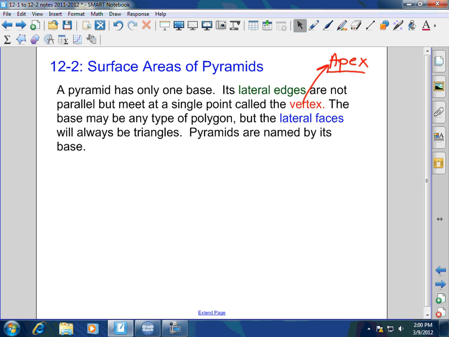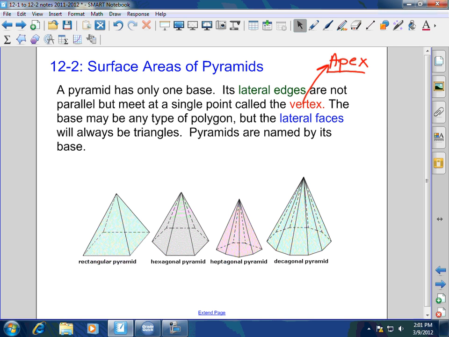Pyramids are named by its bases. For example, these are all pyramids. This is called a rectangular pyramid because the base of the pyramid is a rectangle. The second one is called a hexagonal pyramid because the base of the pyramid is a hexagon. It's kind of hard for me to trace the heptagonal, but hepta means 7 sides. So it's a heptagonal pyramid, this guy, because the base is made up of a 7-side polygon called a heptagon.